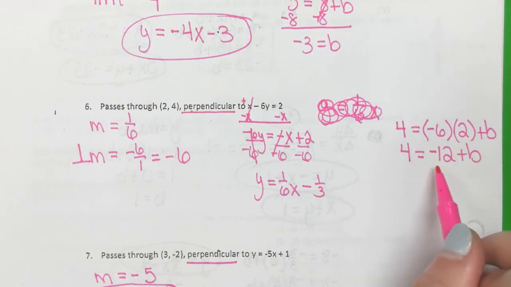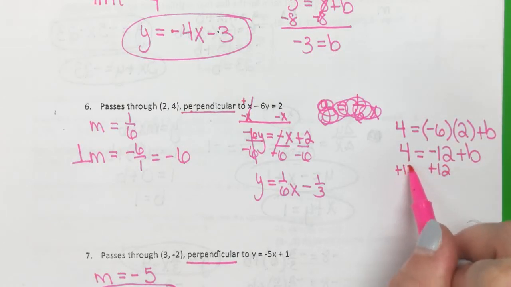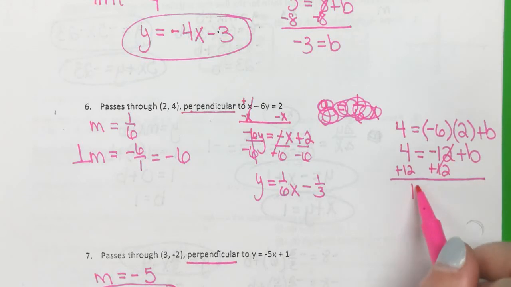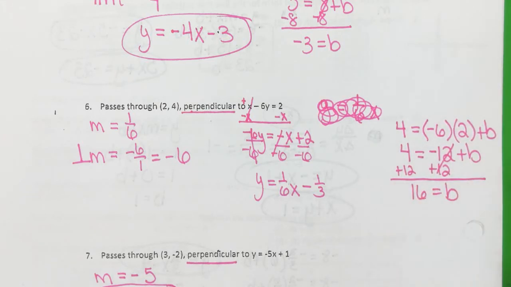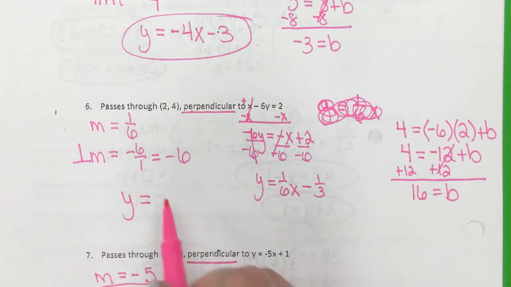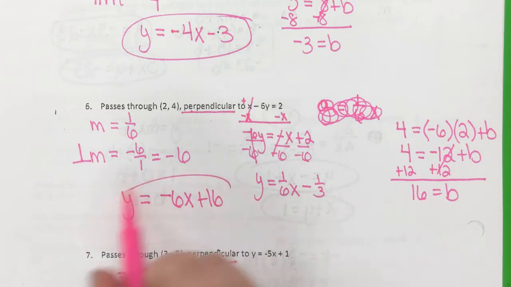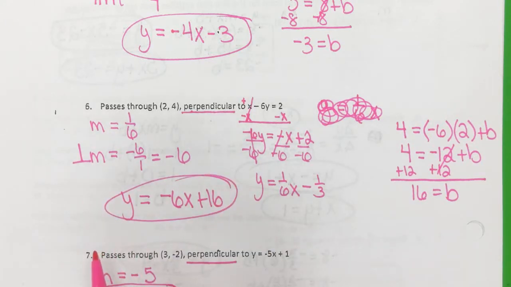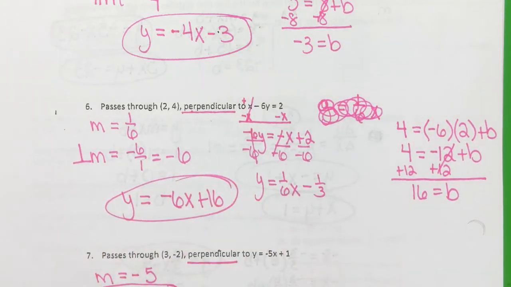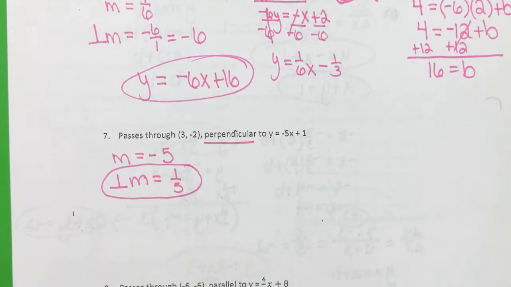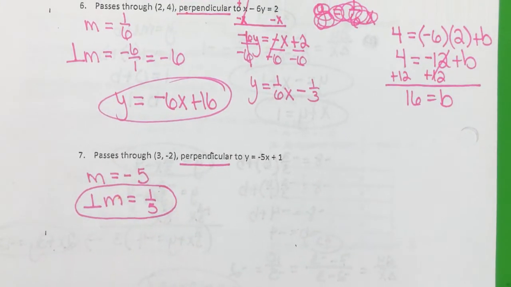Now what? That's correct. What will be your equation? It would be y equals negative 6x plus 16. Okay, are your brains woken up now? Yes. Okay, do you think you can try 7 and 8? Let's try 7 and 8, okay?